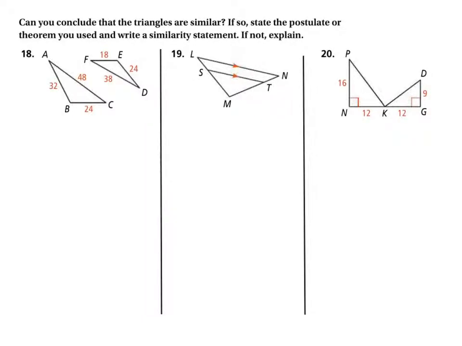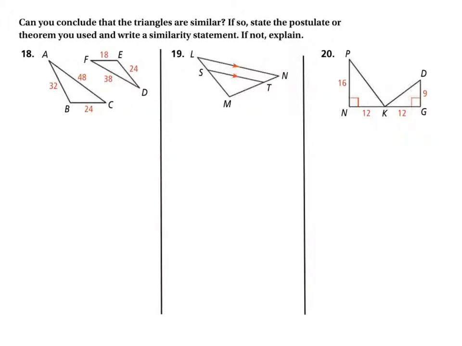Okay, this is similar to numbers 7 through 12 that we just did. Can you conclude the triangles are similar? We're going to use angle-angle similarity, or side-angle-side similarity, or side-side-side. And in this particular case, number 18, we're going to use side-side-side because that's what we're given.